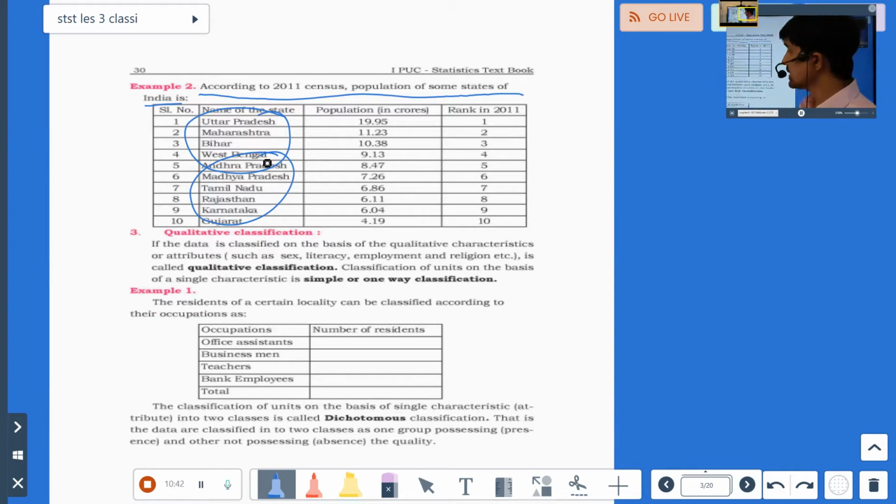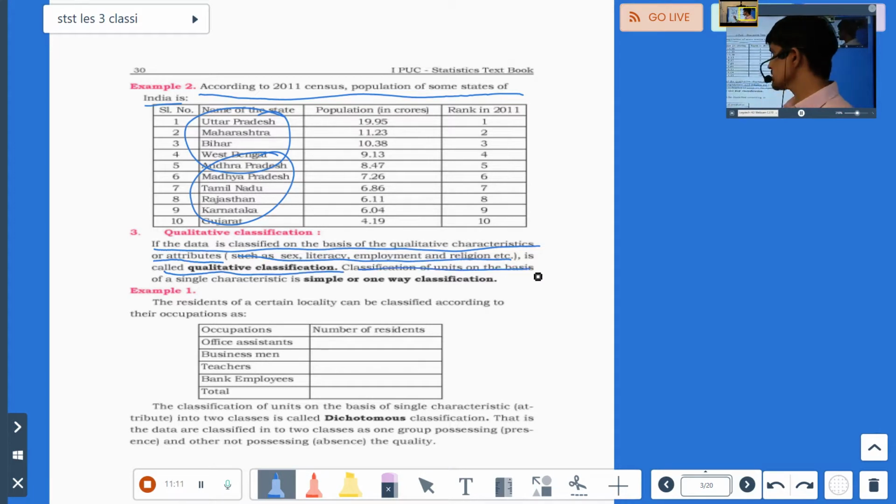Understood? So such kind of classification is called geographical, and if it is given on the basis of years or time, it is chronological classification. Then you have qualitative classification. If data is classified on the basis of qualitative characteristics or attributes, if you remember attributes from the first lesson, such as sex, literacy, employment and religion, it is called qualitative classification.